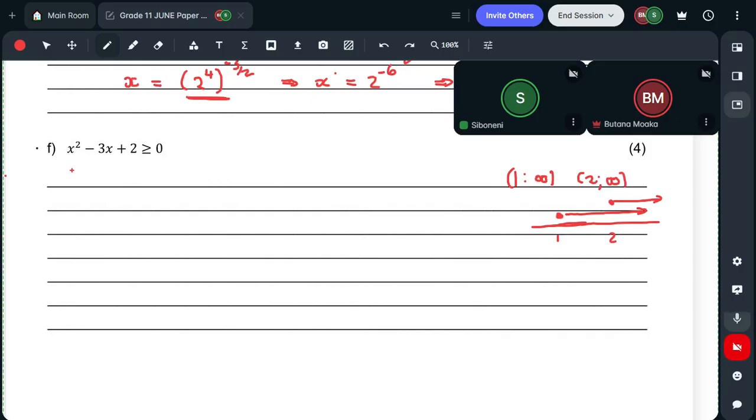First thing first, I'm going to factorize. It's negative. You see? Is it 1 to minus infinity? There's only one way to find out. Let's work on this one together, okay?